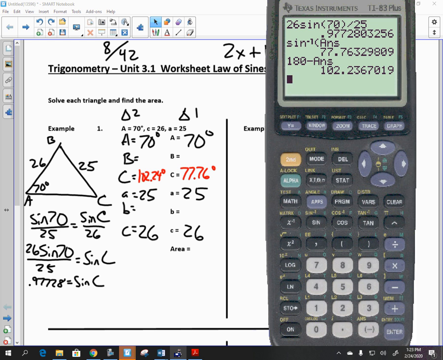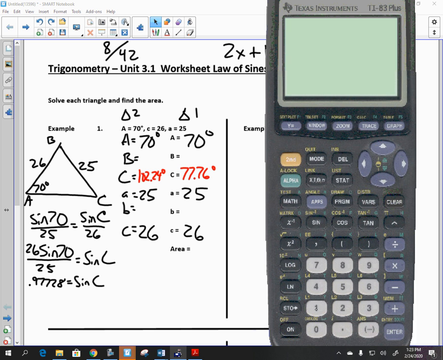So let's look at triangle 1. Let's solve that one first. How do I find angle B? 180 minus 70 minus 77.76, and I get 32.24. I'll show you how to do the area. And then for this one, you would do 180 minus 102.24 minus 70. That's 7.76 degrees.